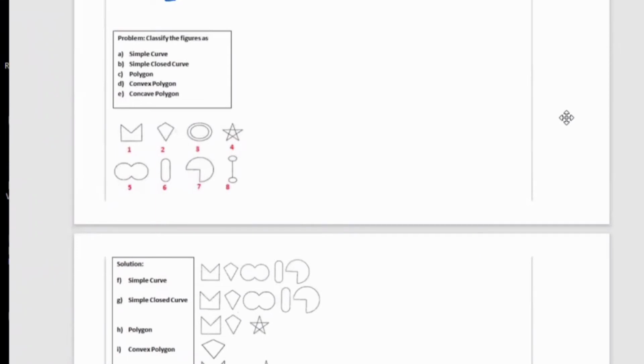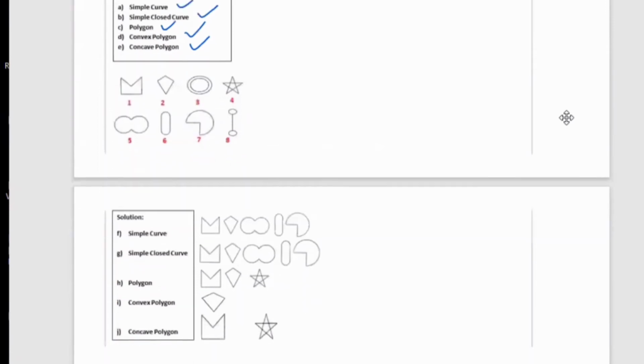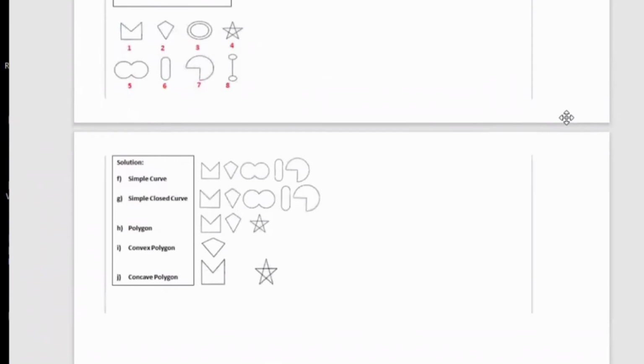Classify the figures. These are the definitions we have learned already: simple curve, simple closed curve, polygon, convex polygon, concave polygon. We have to differentiate now. There are 8 diagrams given here. First one is a simple curve. A simple curve means the curve will not intersect at any point. See, these all are simple curves because they do not intersect at any point.